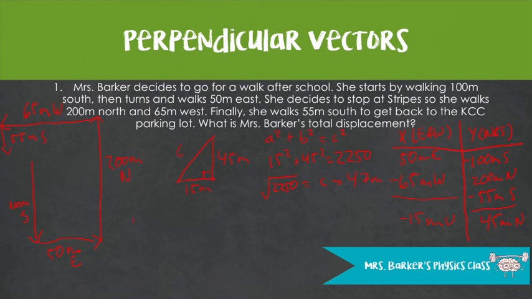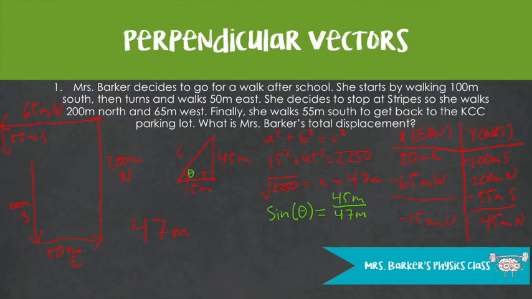Okay, so I know I have a total displacement of 47 meters, but I need to know what direction, and that's going to be my angle here. I know all three sides and I know I have a right triangle, so I can use any of my trig functions. I'll use sine here. So sine of theta, that's my angle here, is going to equal my opposite, so 45 meters, over my hypotenuse, 47 meters.